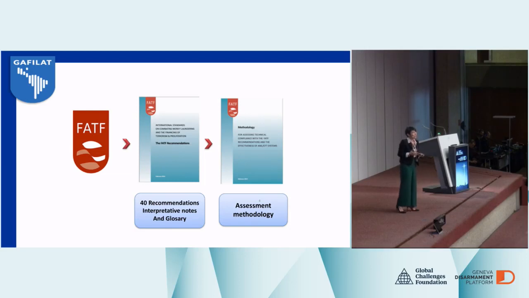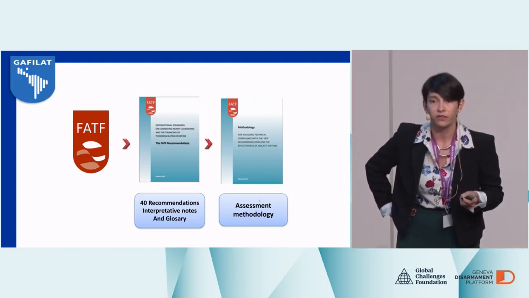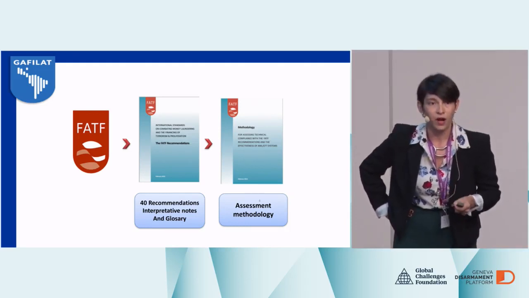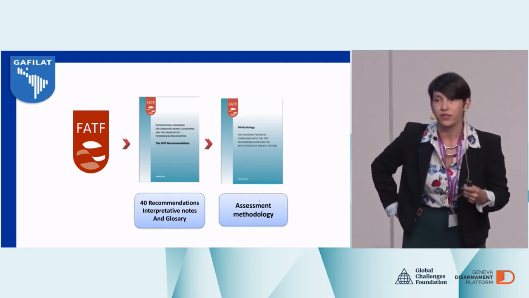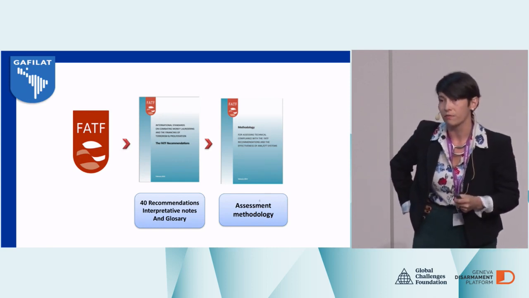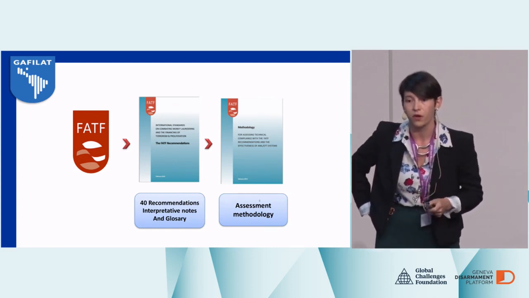When we talk about predicate offenses, we talk about drug trafficking, arms trafficking, homicide, environmental crimes, sexual violence crimes, tax crimes, etc. There are 21 minimum categories of predicate offenses of money laundering.